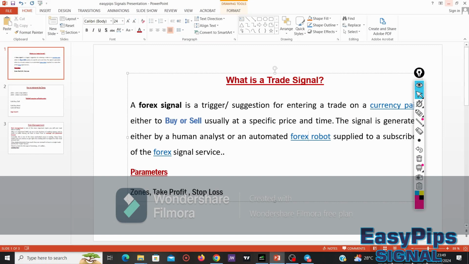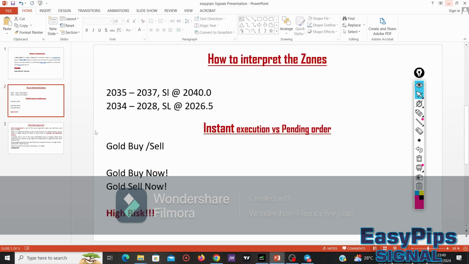So now let's go to the crucial aspect of this video. Now I'm talking about the zone. So if, for example, a trade is given like this without telling you whether gold buy or gold sell, say I give this signal, I did not specify gold buy now or gold sell now. I give you the signal like this. What will come to the back of your mind? Having looked at the stop loss, what do you think this signal provider is trying to tell you?